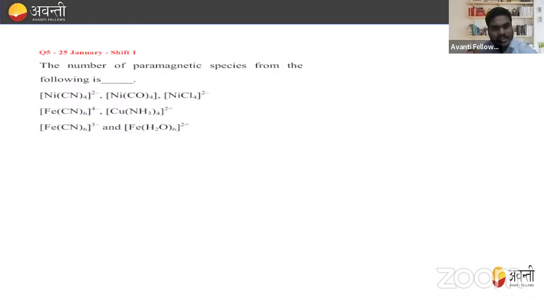In this question, they ask for the number of paramagnetic species from the following complexes. So you have to identify the number of paramagnetic complexes. If I'm talking about [Ni(CN)4], CN is a strong ligand, so it has dsp2 shape and does not have any unpaired electrons. [NiCl4] is also asked, along with [Cu(NH3)4], [Fe(CN)6] and [Fe(H2O)6]. So you have to calculate for each one.